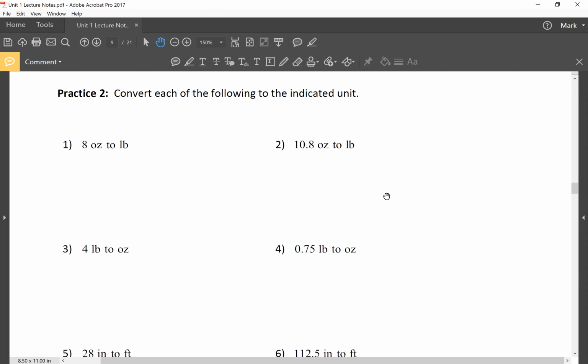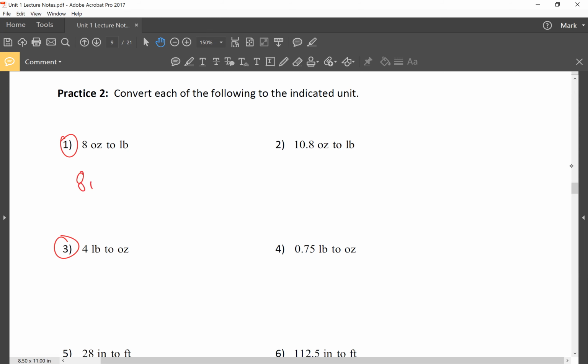So 8 ounces to pounds. In my experience, something like number 3 is something I do a lot in the kitchen. The recipe might call for like 4 pounds of chicken, and I need to convert it to ounces because I'm only using half the recipe or something. So let's have a look at 1 and 3.